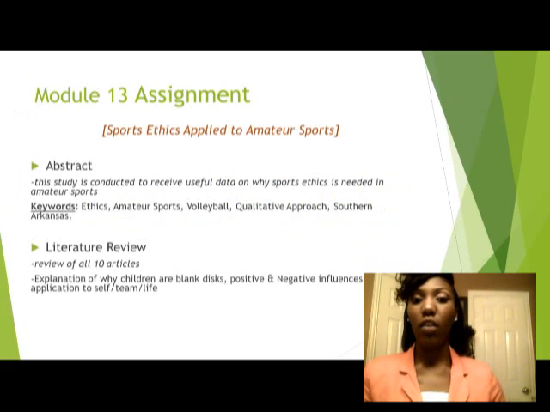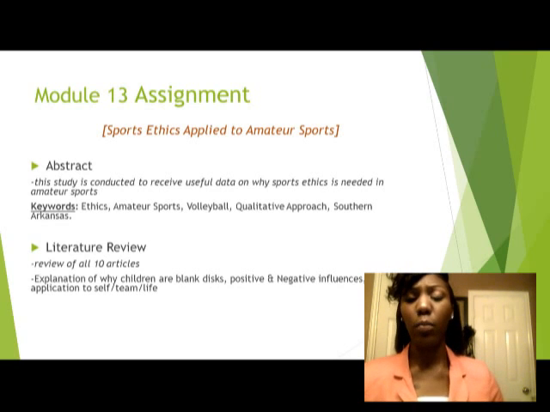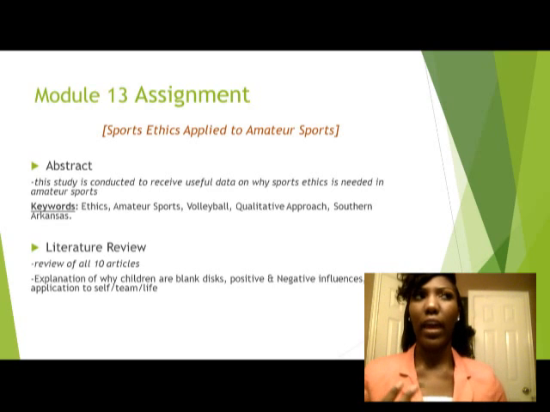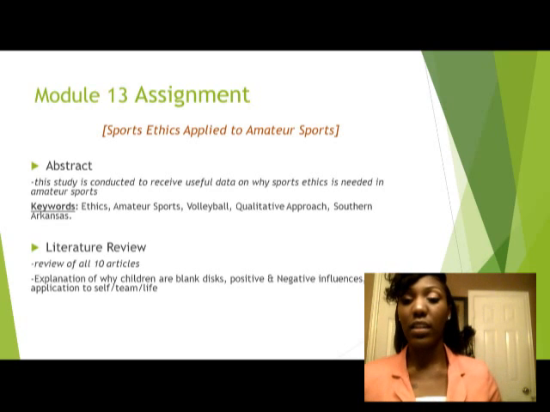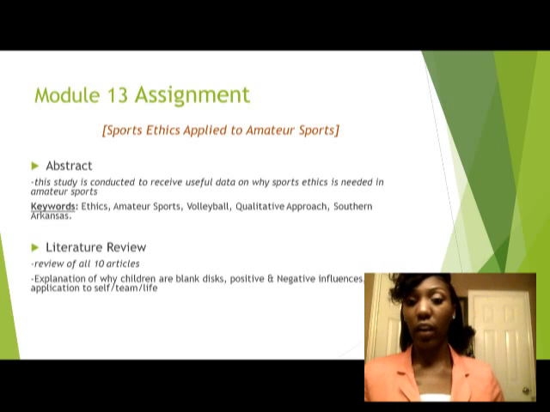Okay, so the overall topic of my proposal is sports ethics applied to amateur sports. Just in a nutshell, I want to go over an entire overview of what my research paper is about, broken down into a few bullet points. To start off my abstract, if I had to pick one sentence to sum up what the entire research study is about, I would say that the study is conducted to receive useful data on why sports ethics is needed in amateur sports.